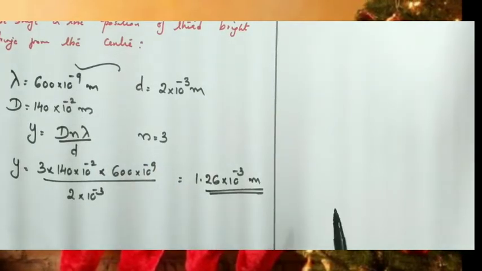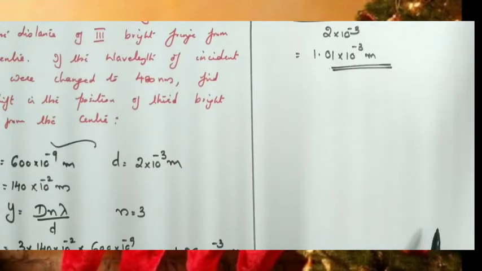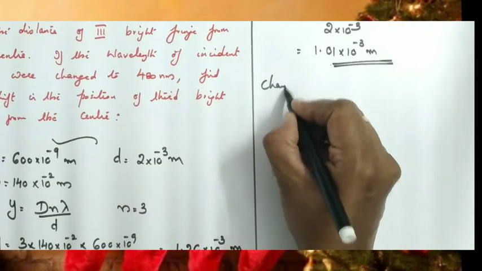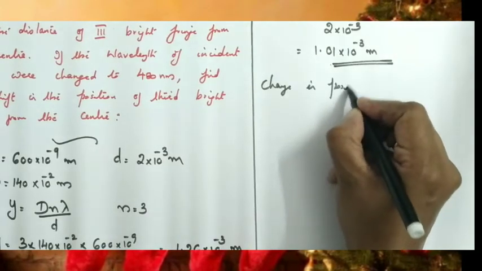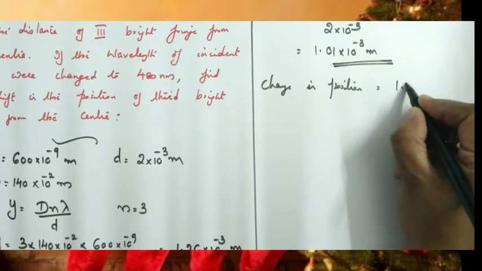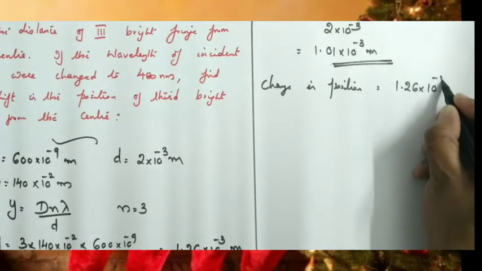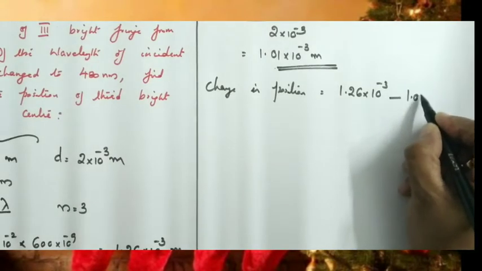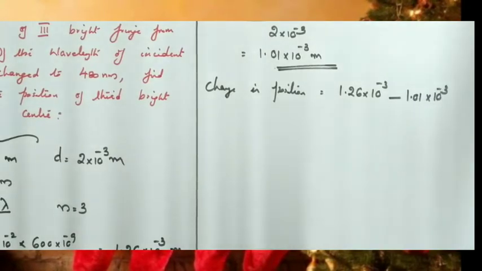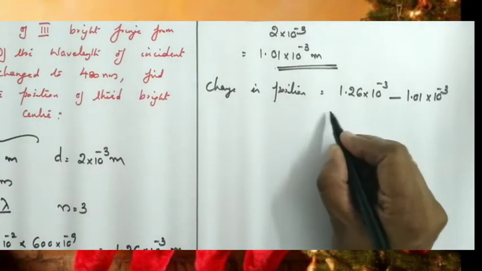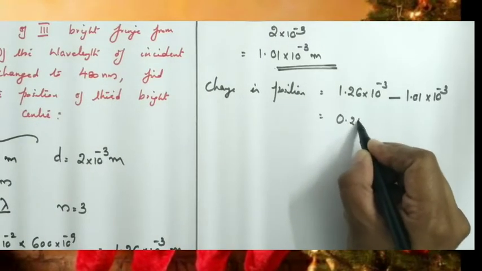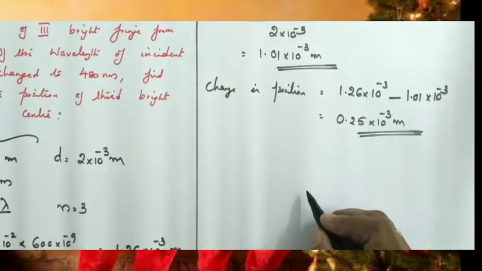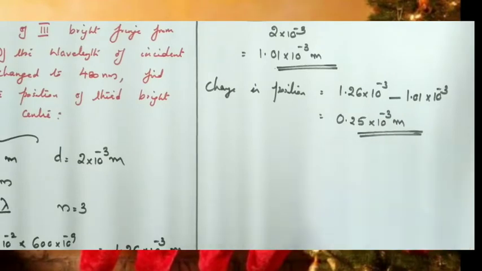Here the question is, find the shift in the position. So the shift, the change in position, is equal to 1.26 into 10 raised to minus 3 minus 1.01 into 10 raised to minus 3. So it is equal to 0.25 into 10 raised to minus 3 meter. So the position changes by 0.25 into 10 raised to minus 3 meter.